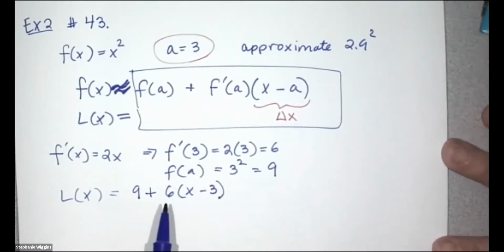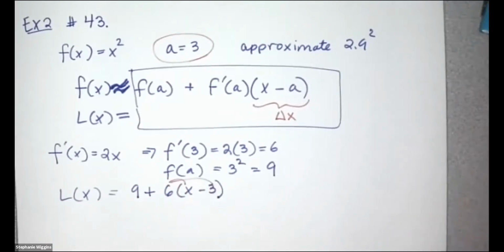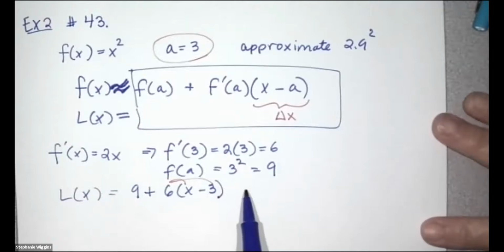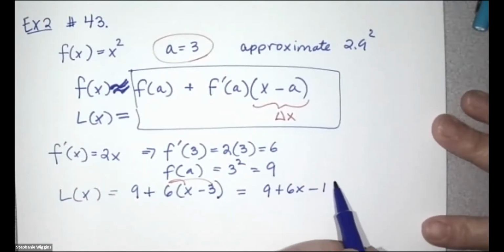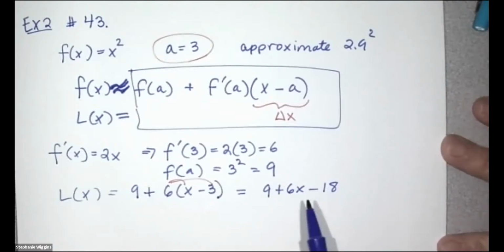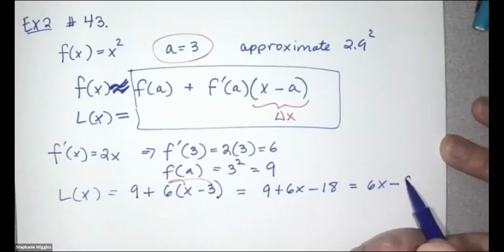And you want to go ahead and distribute the 6. And 9 minus 18 is negative 9, so this becomes 6x minus 9.